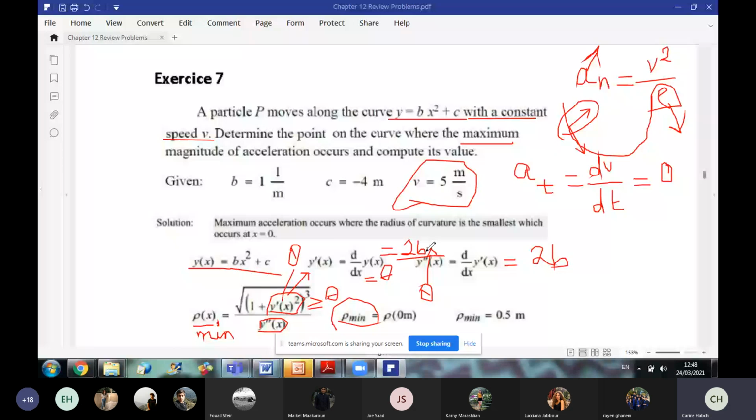So now, knowing the position x, we can get the value of y prime, which is 0, and y second is 2b. Then we can calculate the corresponding value of rho by replacing in the equation. Okay? And once we got rho, we can calculate the acceleration, which is v squared over rho. This will give us the maximum acceleration since v is constant and rho is the minimum possible value for the radius.